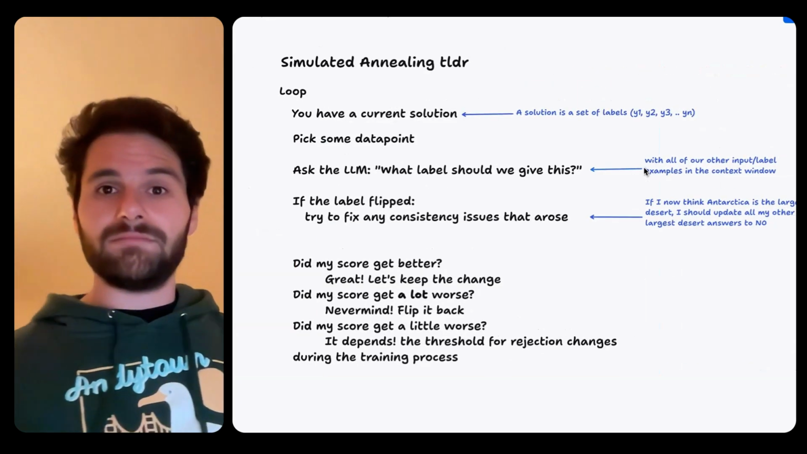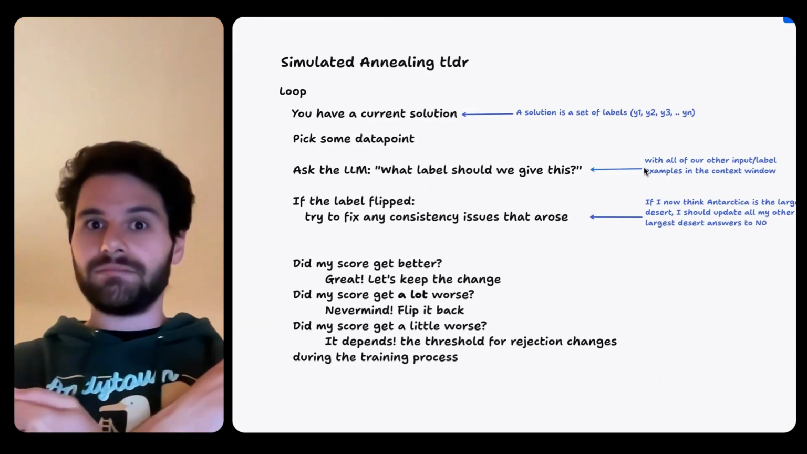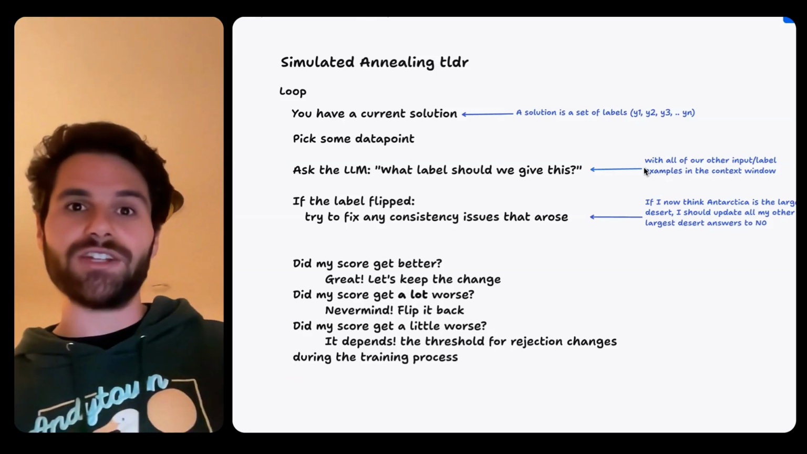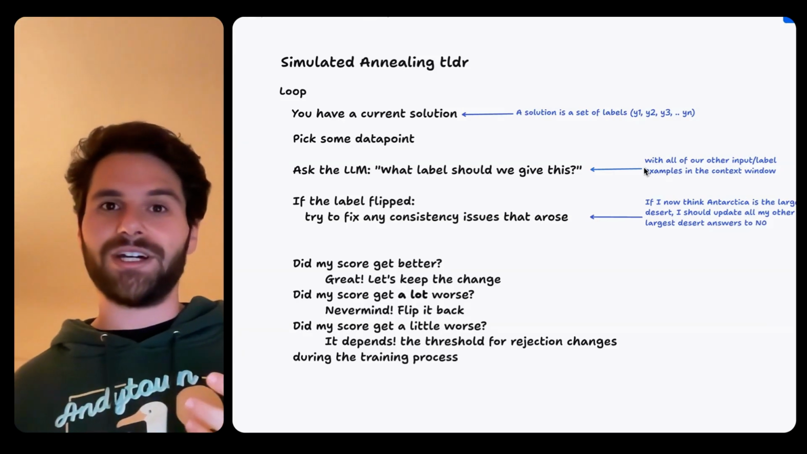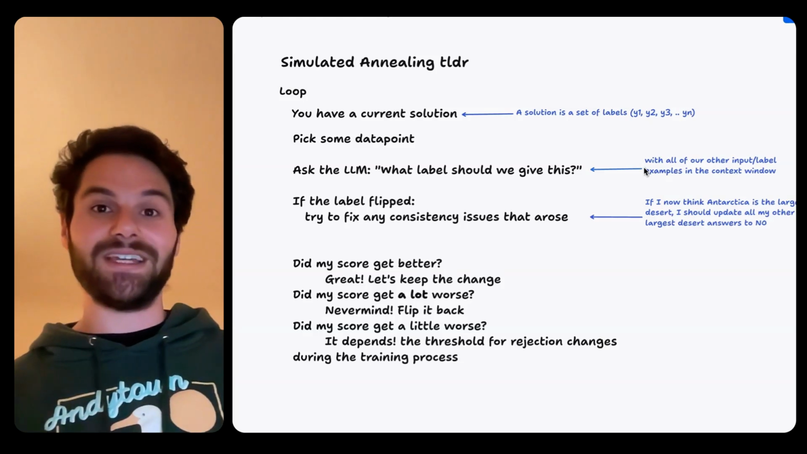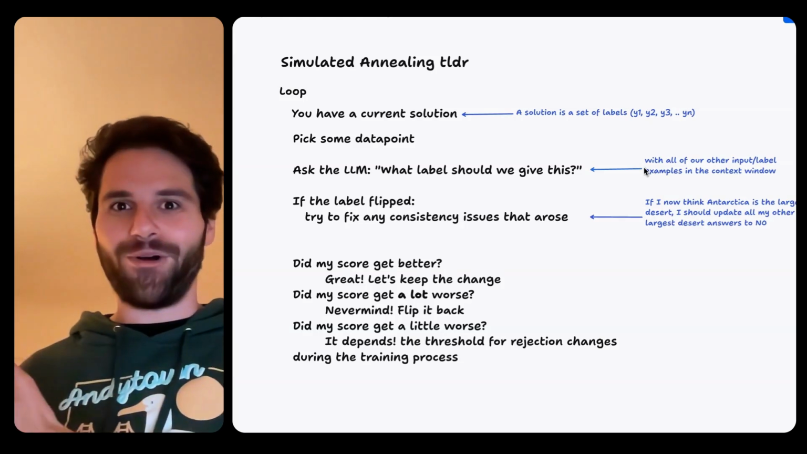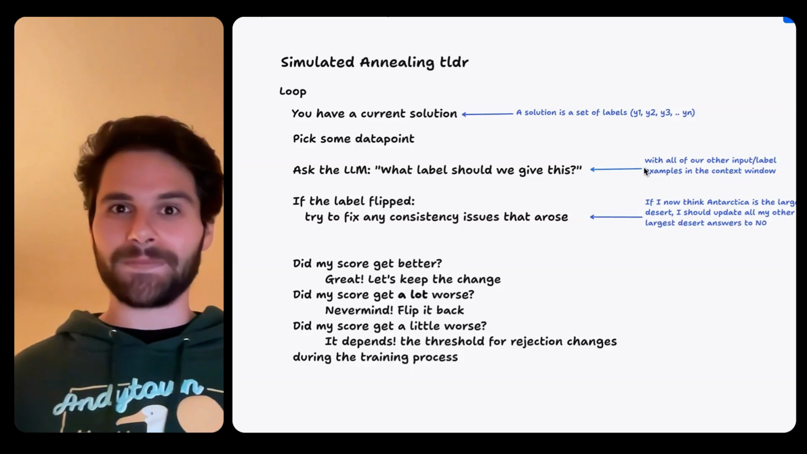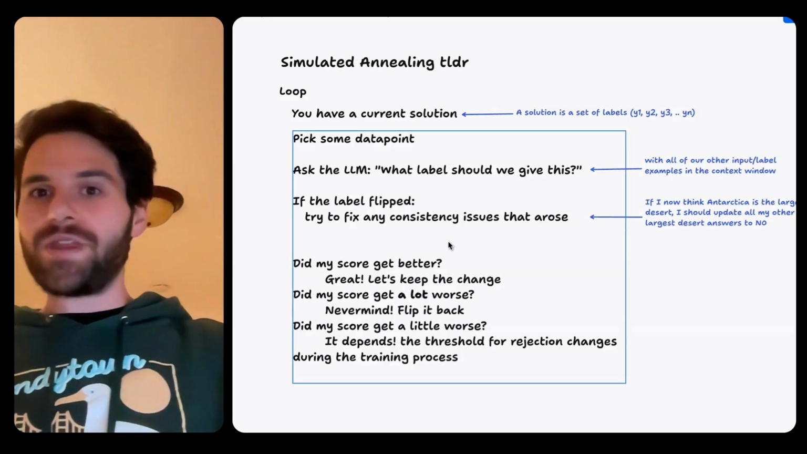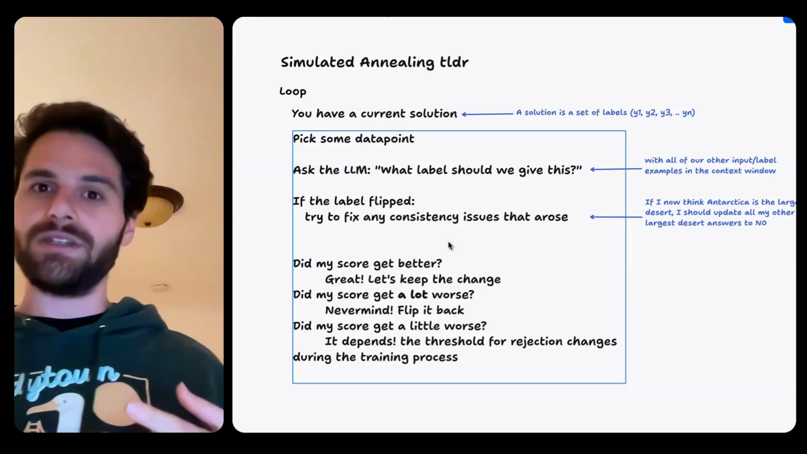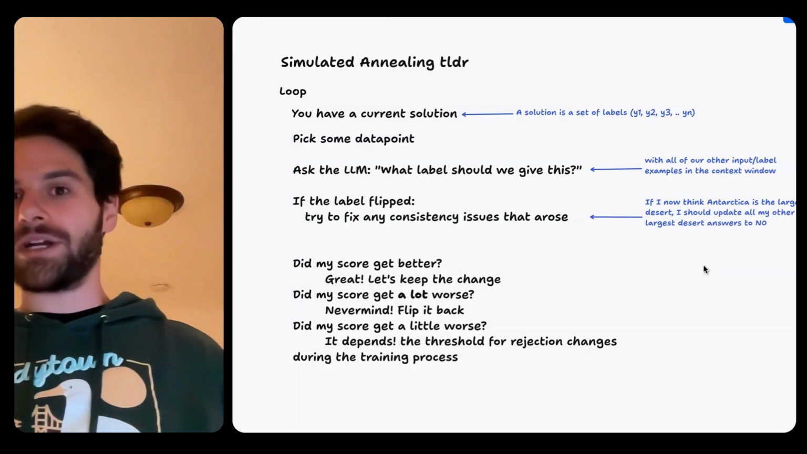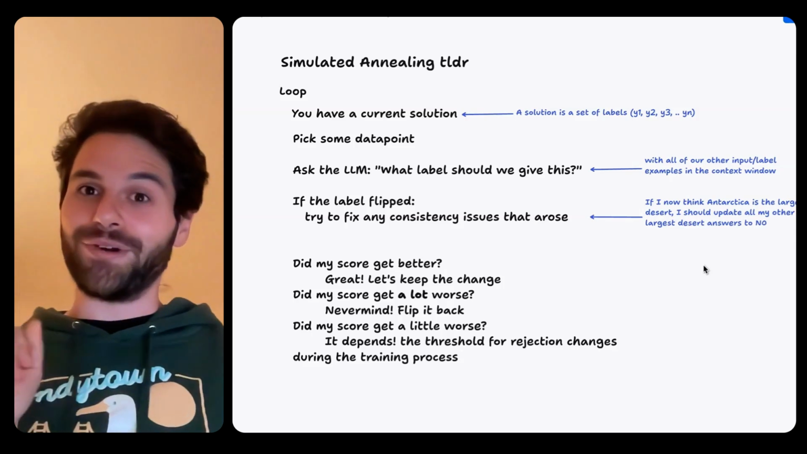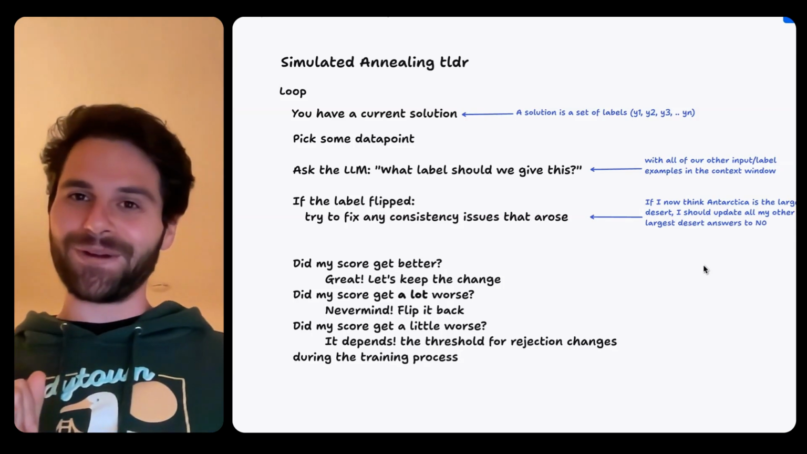Once you do that, there's a chance that the label has flipped. And if it flipped, you might need to fix some consistency. So if you just changed it from the largest desert Antarctica is no to largest desert Antarctica is yes, you might need to set all your other desert queries to no because there's only one biggest desert. Then you rerun the score of the whole solution now that the thing has flipped. If the score got better, great, let's keep it. If the score got a lot worse, let's revert and go back to what it was like before.